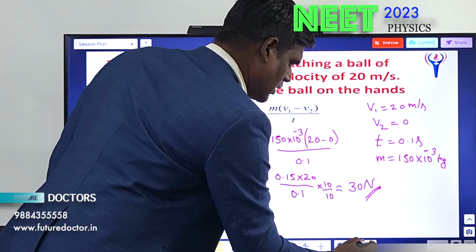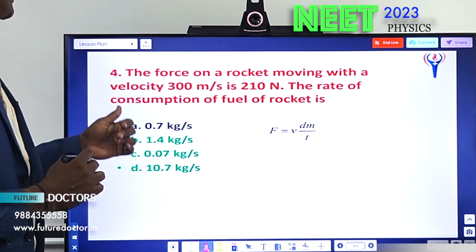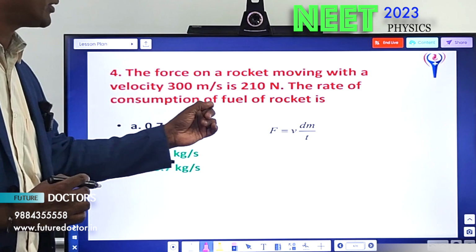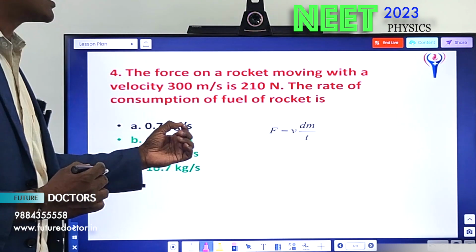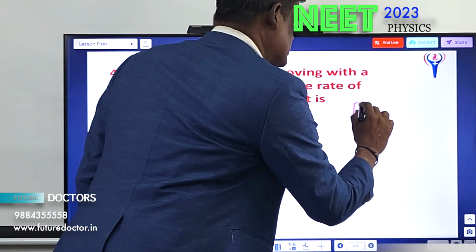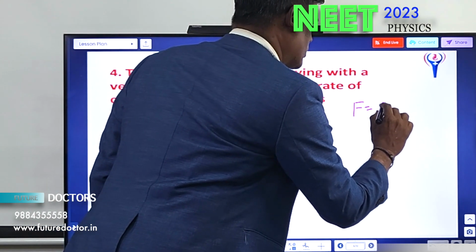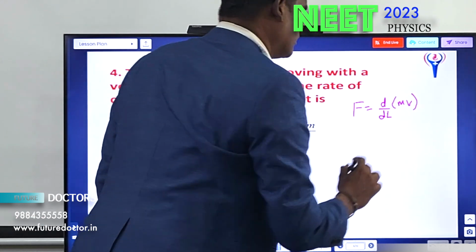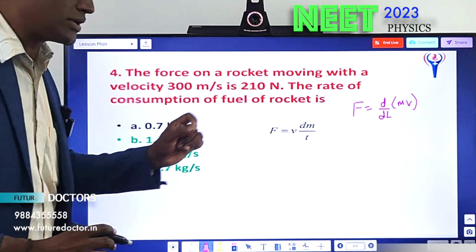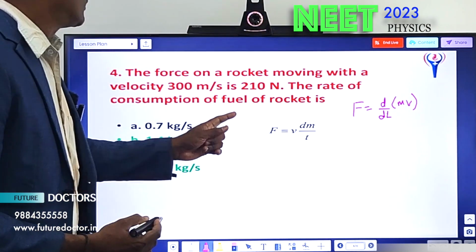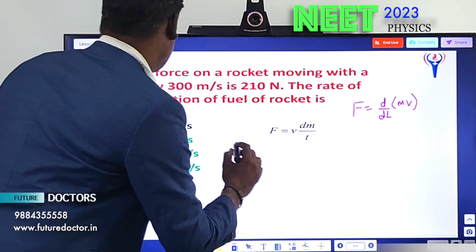Let's move to question number 4. The force on a rocket moving with a velocity 300 meter per second is 210 Newton. The rate of consumption of fuel of rocket is dash. This is also the same Newton's second law of motion only. F equal to d by dt of m into v. And here velocity is constant. There will be a change in the mass. That is F equal to v into dm by dt. From that, you want to find rate of consumption of fuel.